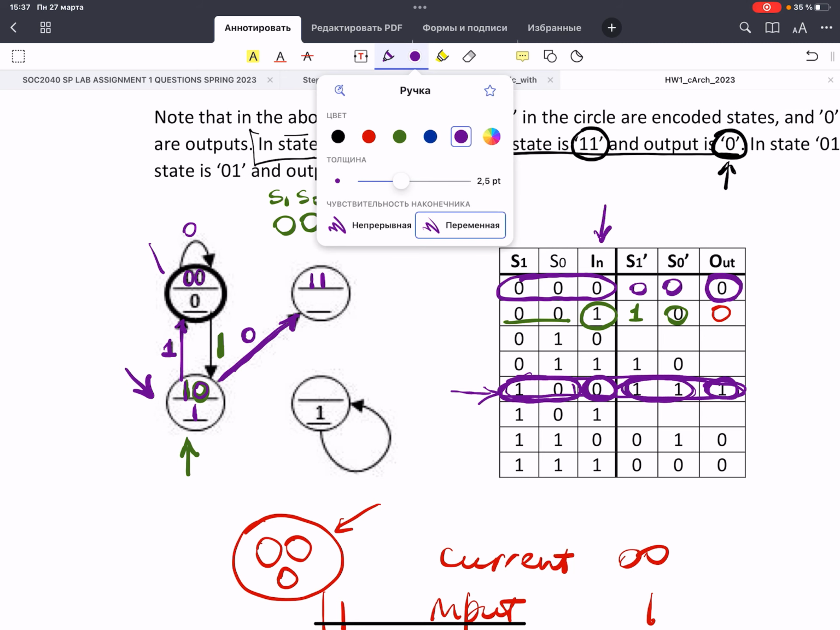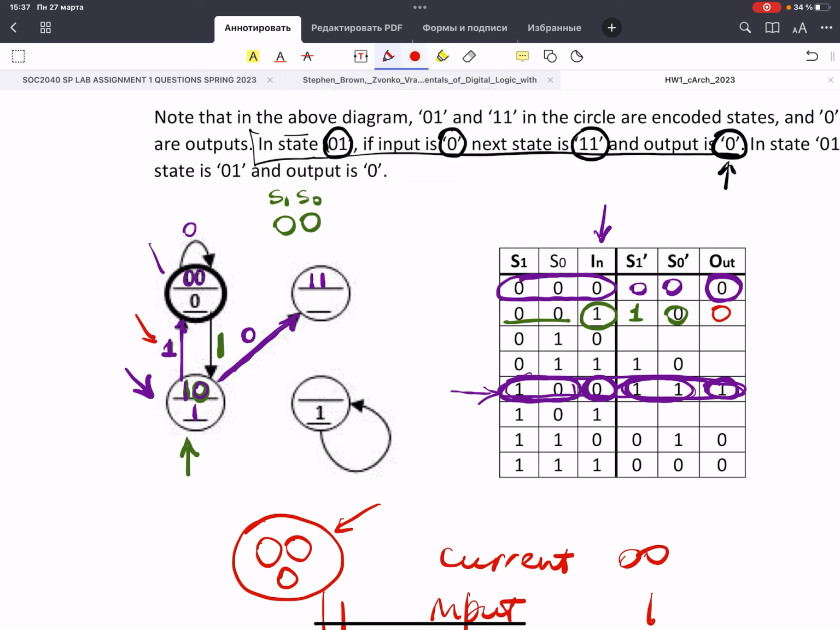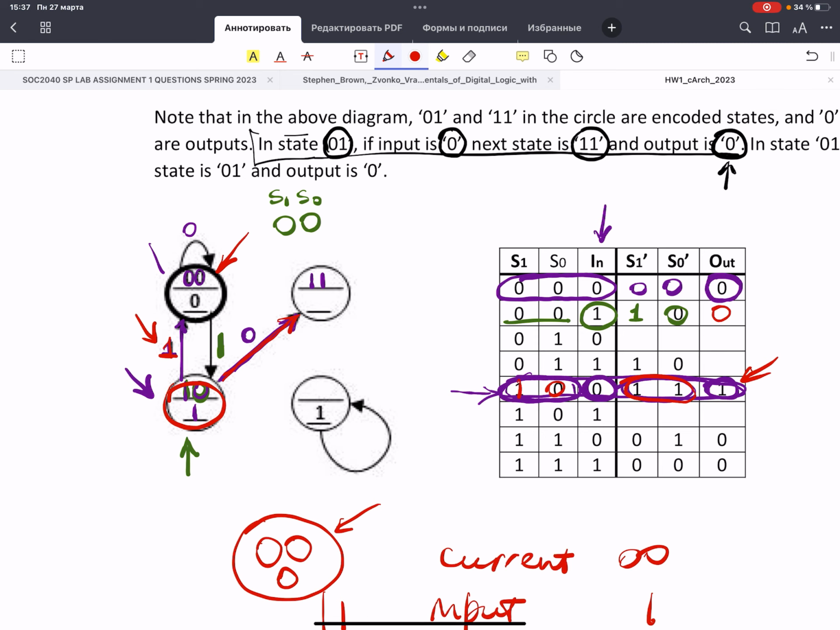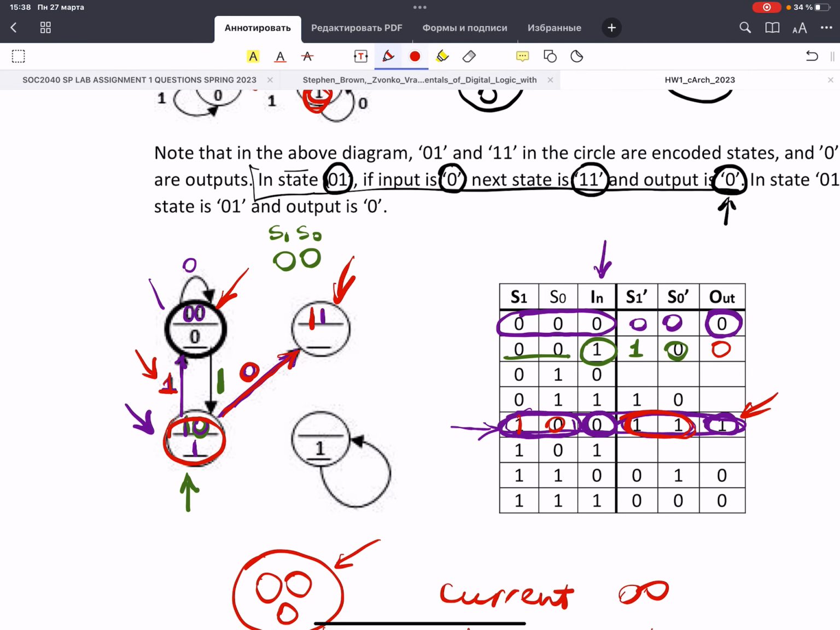For 1, 0, we already have input 1 given, and the next state is 0, 0. But in this row, if input 0 is given for this one, the next state is 1, 1. For this state, input 1 is already specified. We only have one arrow, and this arrow must be 0, and since the next state is 1, 1, I'm just writing 1, 1 here.